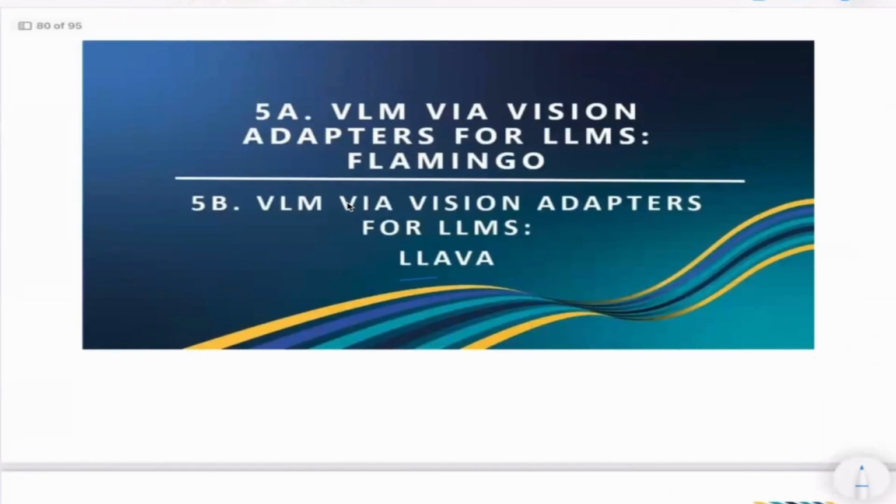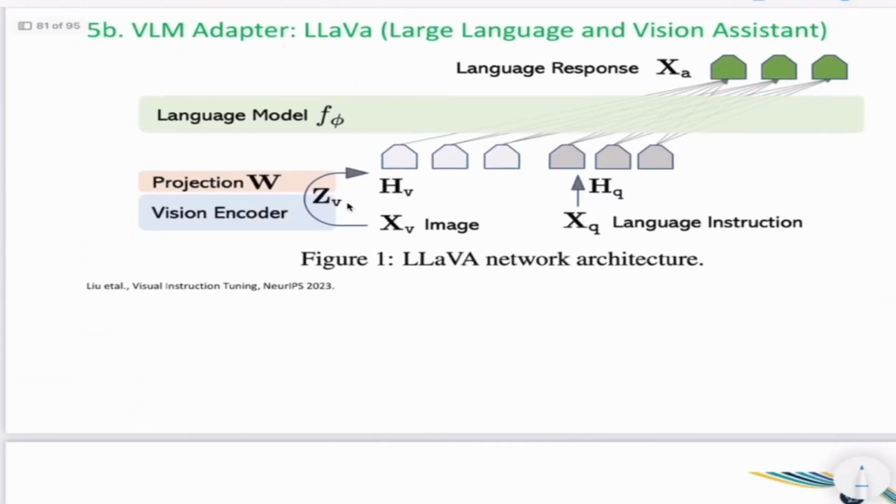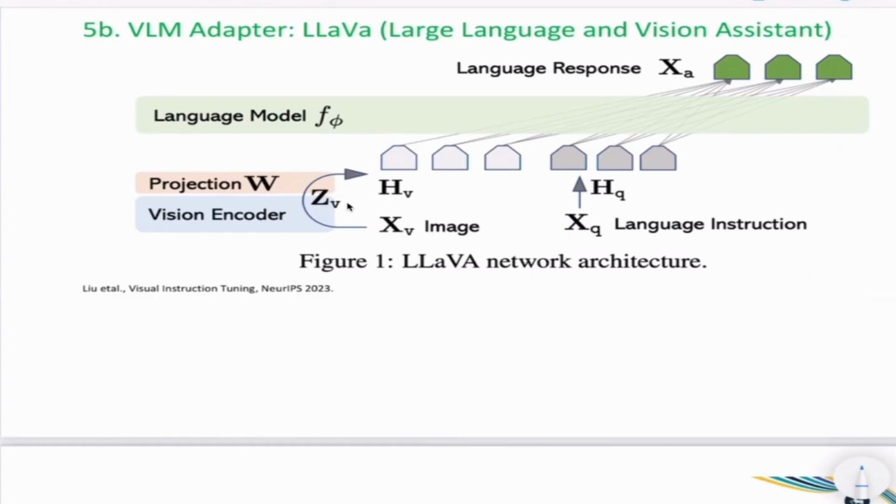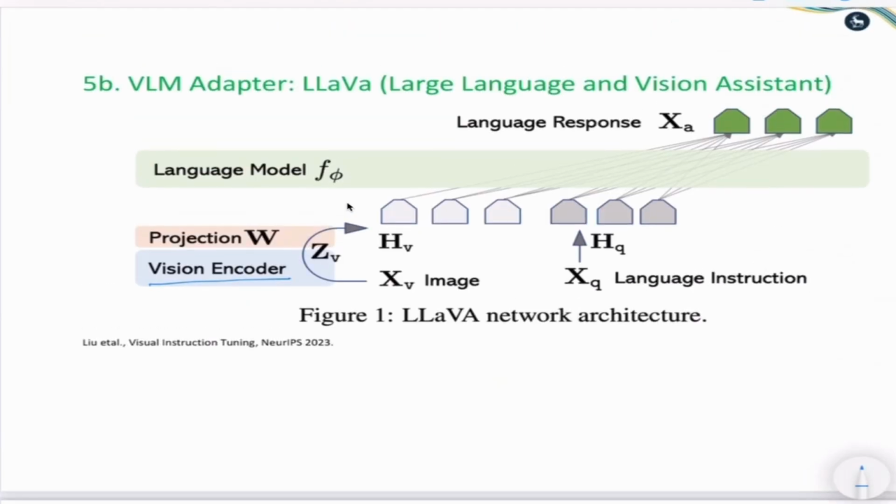Let's look into another method, which is LLaVa, and we are almost very close to finishing. So what you do is that you have a vision encoder, again a frozen, pre-trained vision encoder. In the case of Flamingo, you have multiple layers. So you have cross attention for every transformer block in the language model. Yeah? So you have one for every transformer block.